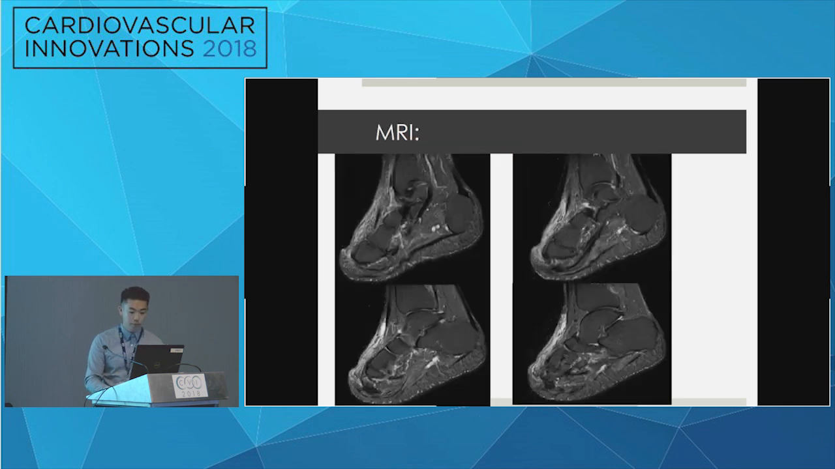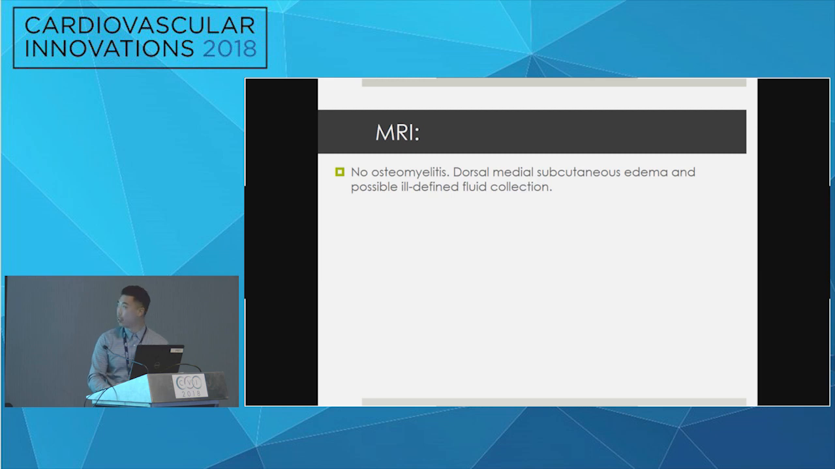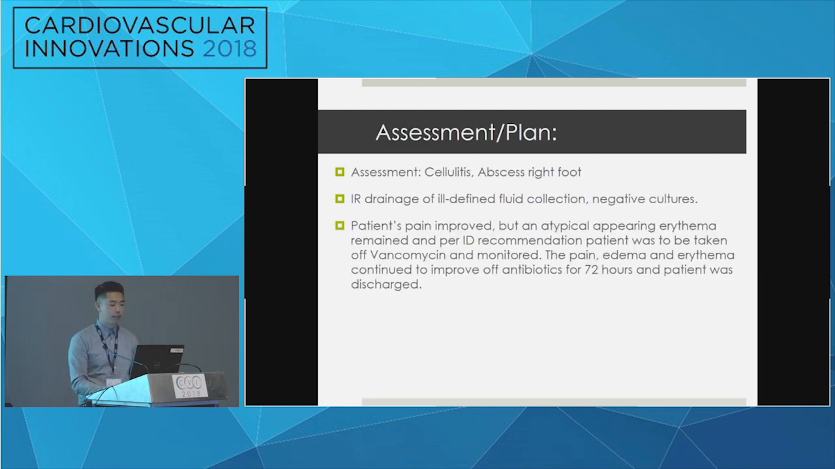And here's the MRI of his right foot. You can see some increased signal intensity along the dorsal aspect of his right foot, nothing in his bones to suggest osteomyelitis. And they said there was a possible ill-defined fluid collection along the dorsal aspect of his foot, but I couldn't really appreciate it myself. And this was the official read. So at the time, the assessment was cellulitis and abscess of his right foot.